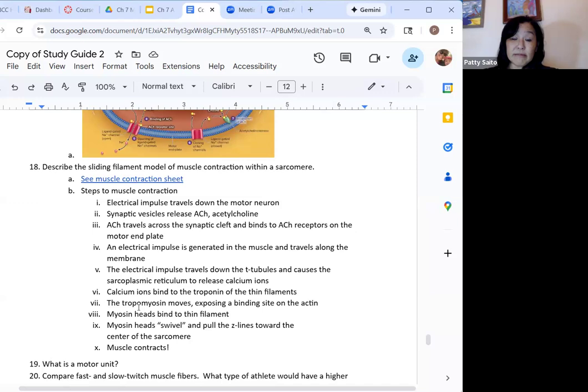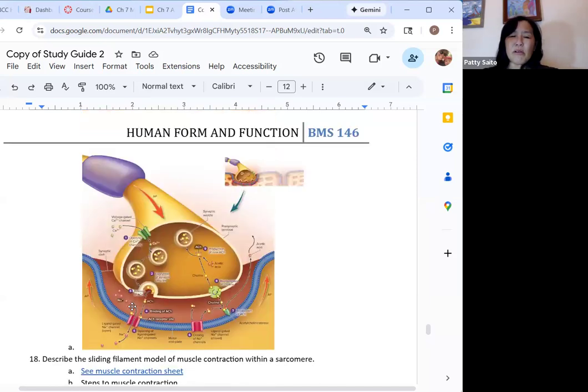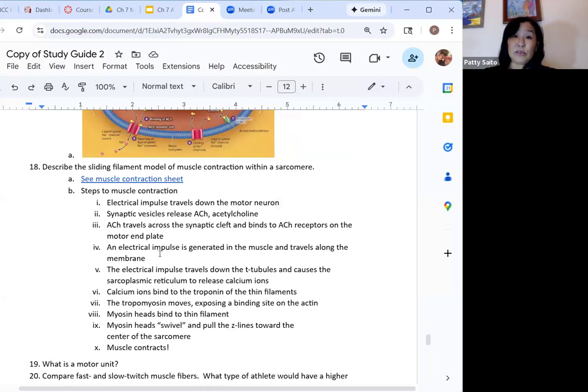So that's what these steps are. You do need to know the different steps of muscle contraction. And don't try to memorize these steps. More look at the picture and envision how this happens, how information moves along these structures we talked about. And hopefully it will make sense as you look at it that way, instead of the individual steps.